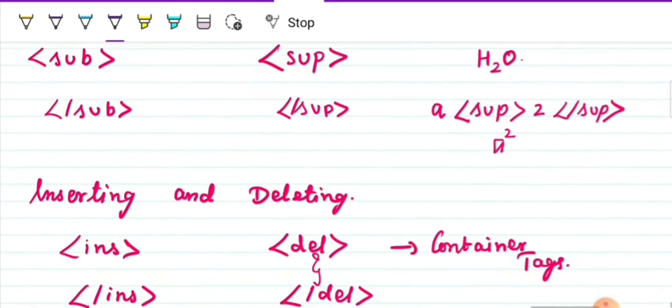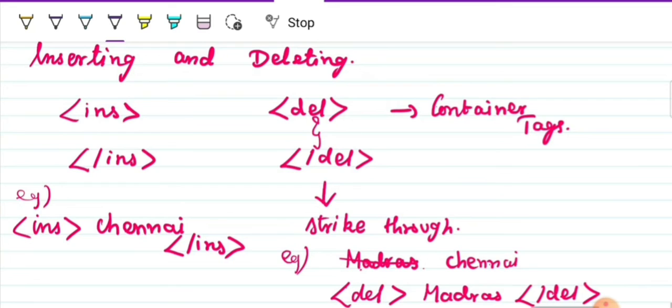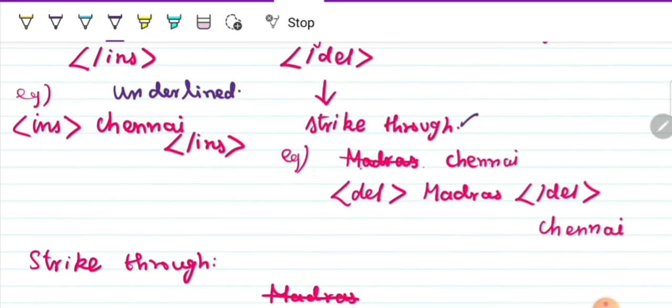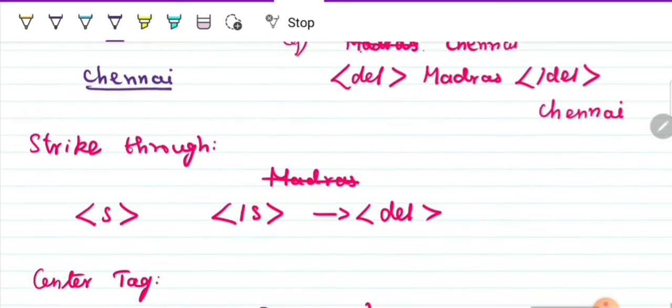And the next one is inserting and deleting. Deleting is more or less nothing but strike through. Inserting means you are going to insert some text here. Similarly, it will be underlined. The text will be inserted and it will be underlined for you. So if you have this, the output will be Chennai and it will be underlined.